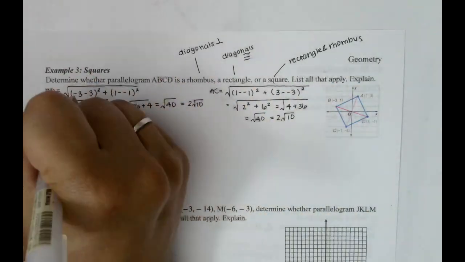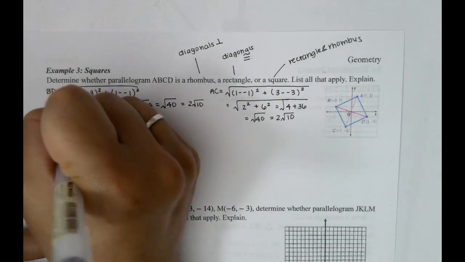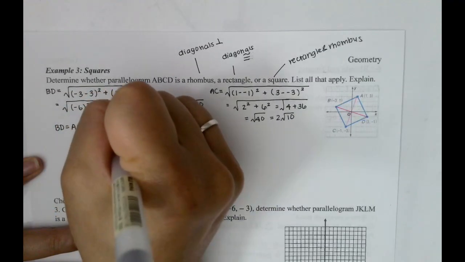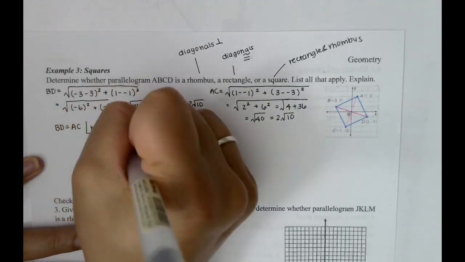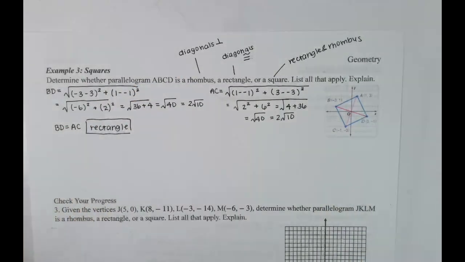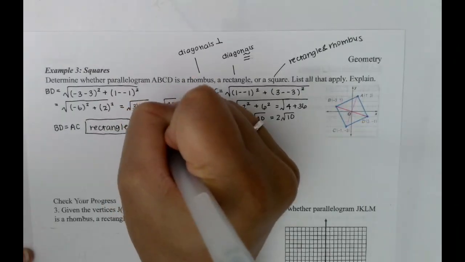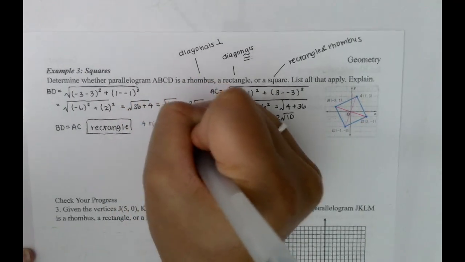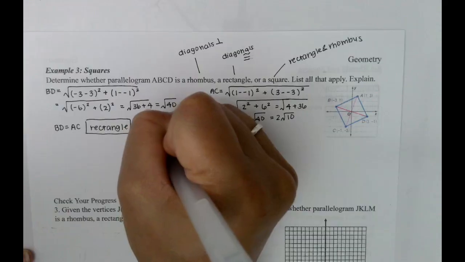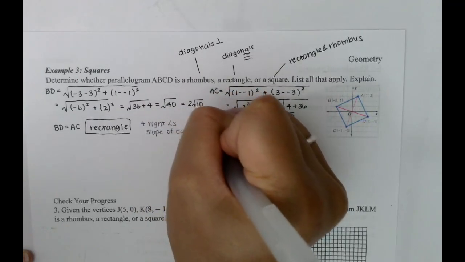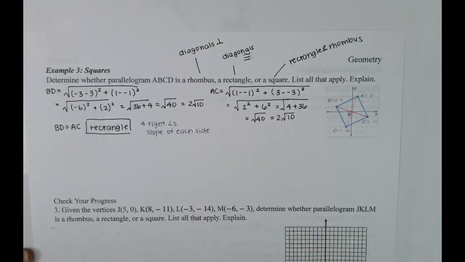So they are the same. So these diagonals are congruent, and that's why it's a rectangle. The other way you could have done it is you could have proved 4 right angles as well. In that case, you would find the slope of each side and prove that. So that's another way you could show that this is a rectangle.